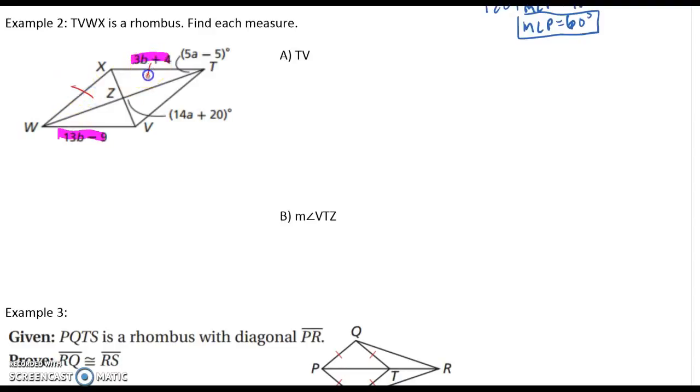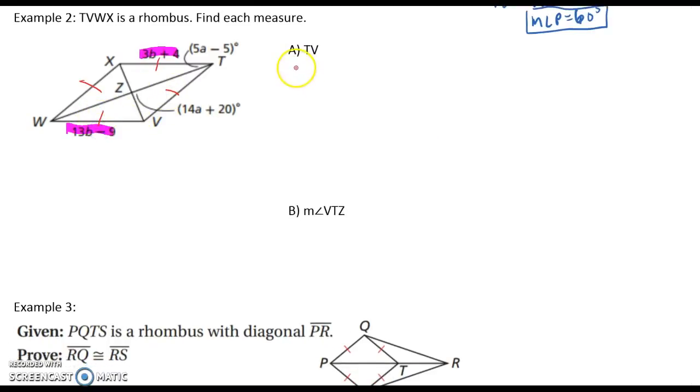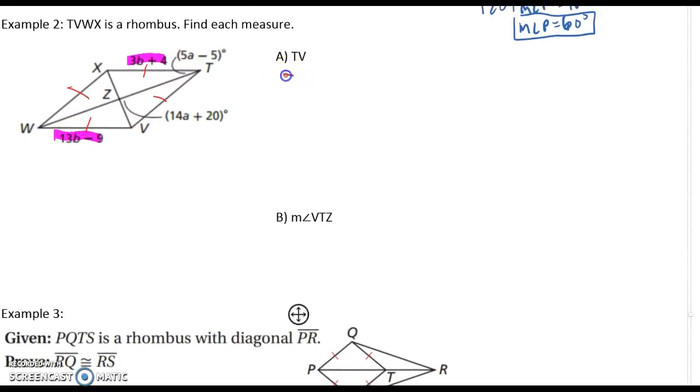So WX should be congruent to TX, which should be congruent to TV, which should be congruent to WV. So since TV is congruent to all the other sides, if I can just figure out one of those sides, I'm solid. And how do I do that? Well, let's go ahead and solve for B and plug in our information for B.